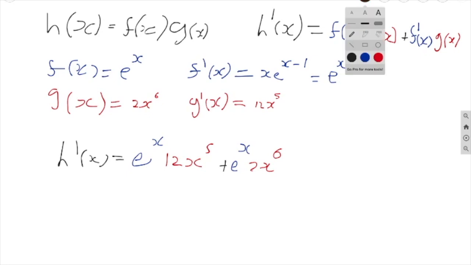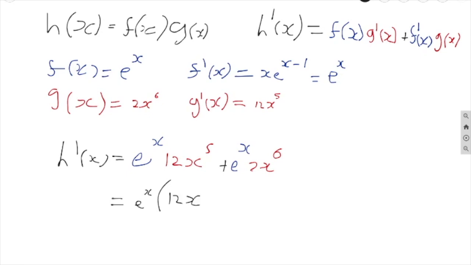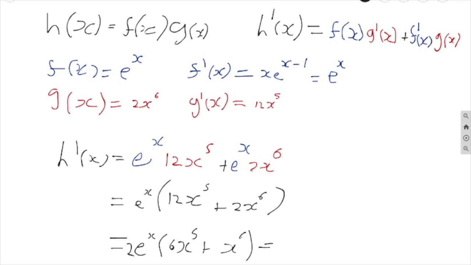You could rearrange the terms around so that the 12x to the 5th multiply the e to the x, but that's kind of personal preference. We could also arguably factorize and say we have e to the x times (12x to the 5th plus 2x to the 6th), which is to say 2e to the x times (6x to the 5th plus x to the 6th), which is equivalent to 2x to the 5th e to the x times (6 plus x).